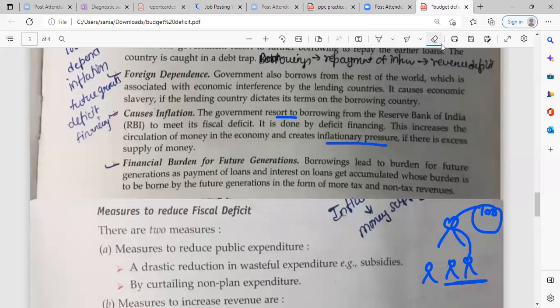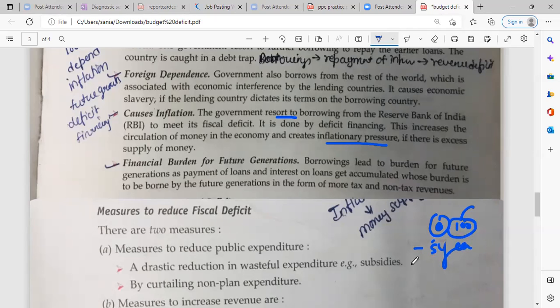But what happens in an economy? You already know that there's a government. For example, after every 5 years, government changes. This is a government, and this government borrowed 100 rupees. After 5 years, there's a change in the government. So the new government will automatically, earlier this one was paying, maybe it didn't pay any money, automatically this amount will be transferred to the new government. Now they have to pay. So basically, what happened? Financial burden for future generation.